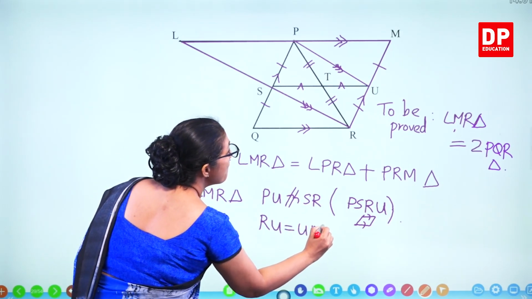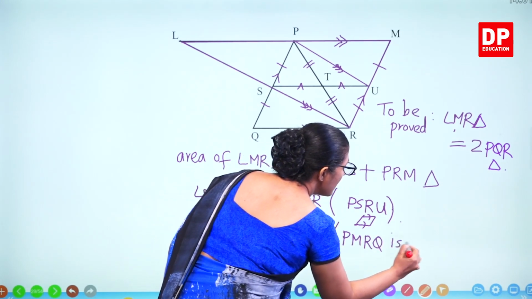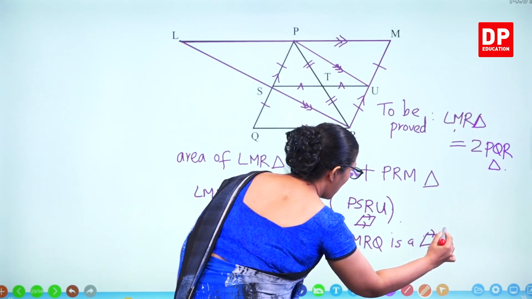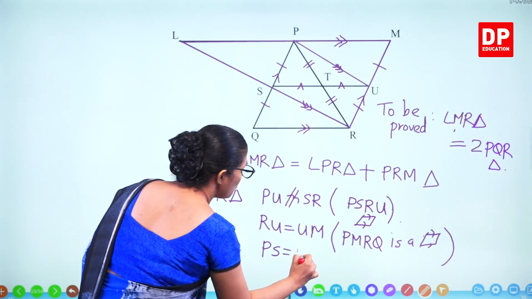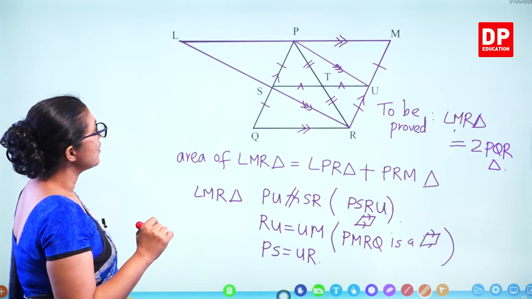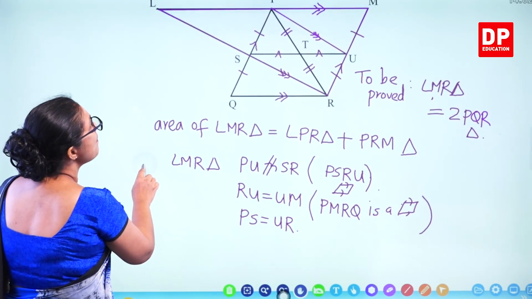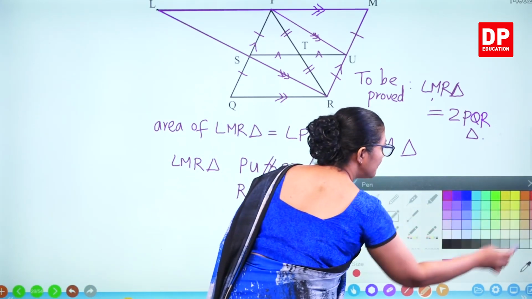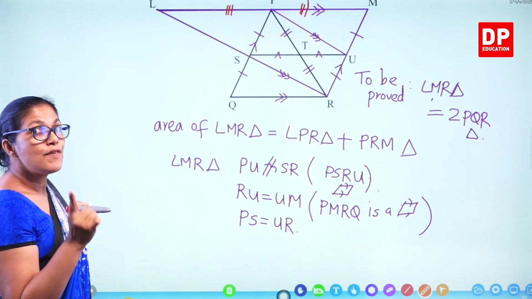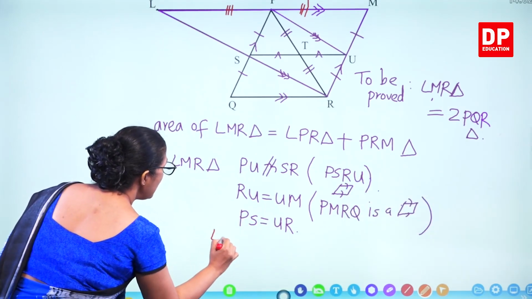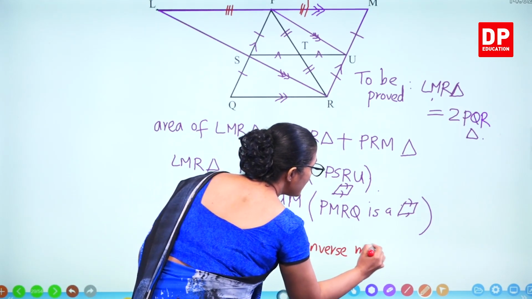RU is equal to UM because PMRQ is a parallelogram. And also we found that PS is equal to UR from the first part. Opposite sides are equal in a parallelogram. So according to the inverse midpoint theorem, what can you say about LP and PM? These two lengths are equal. So we can say this length is equal to this length because of the inverse midpoint theorem. So LP is equal to PM, inverse midpoint theorem.